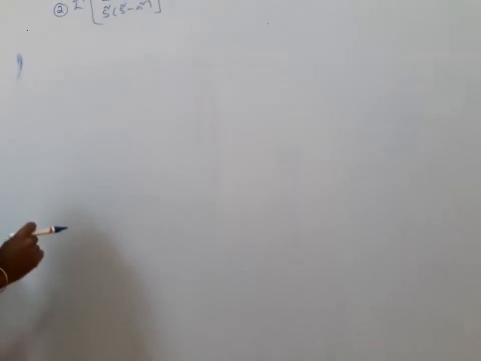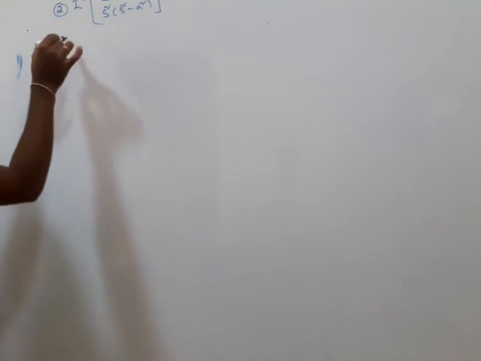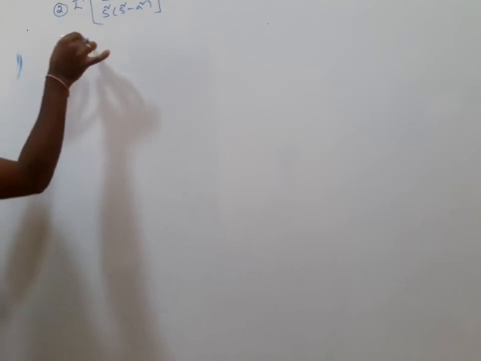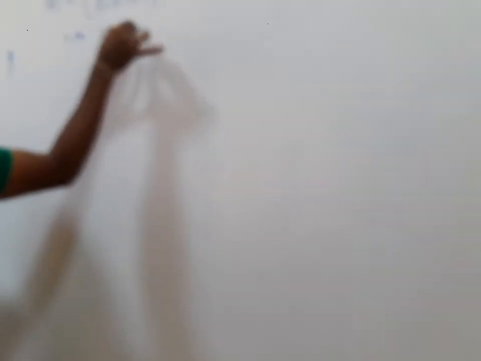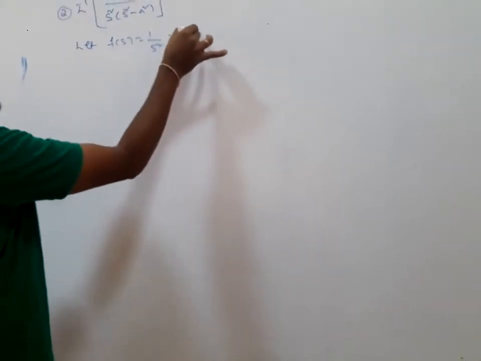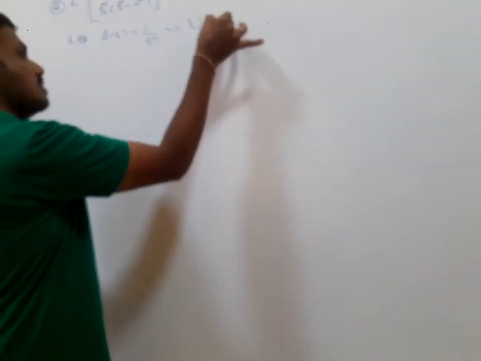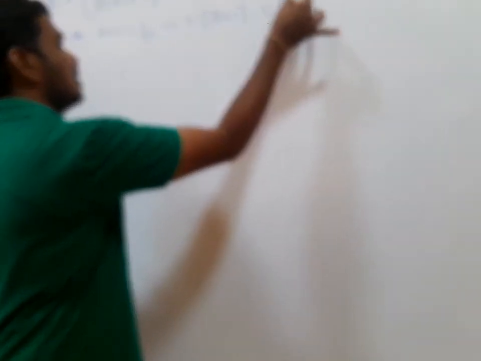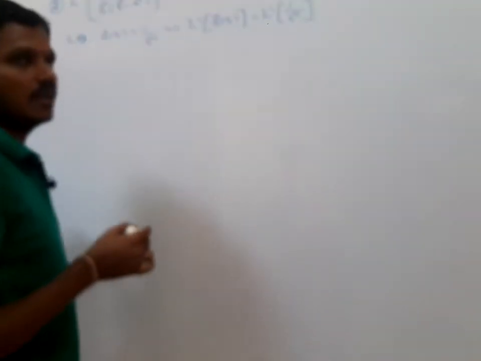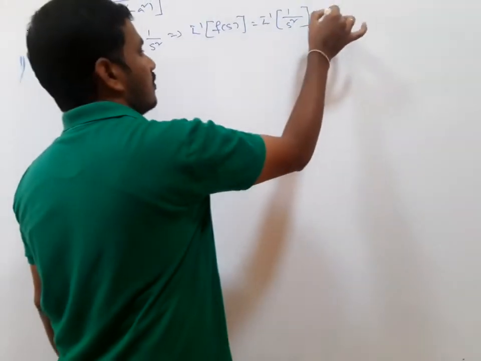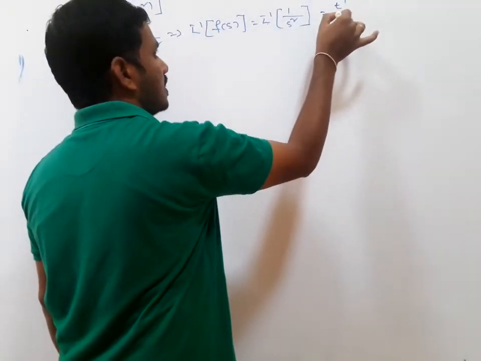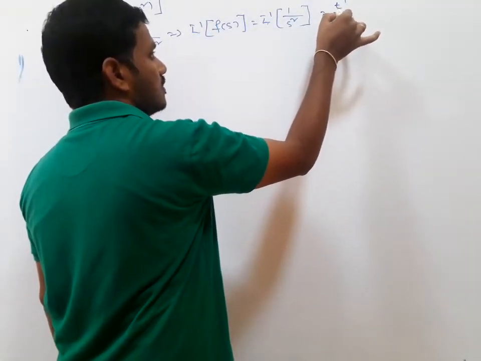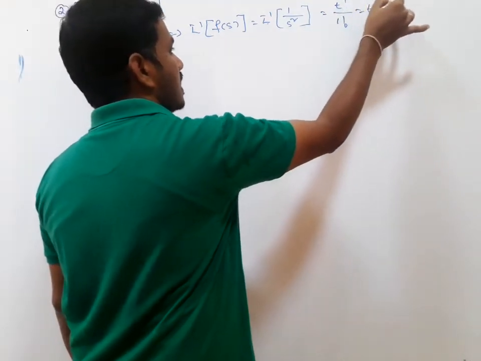If you go for partial fractions also, you will get this. Here, let f of s equal 1 by s square, which implies L inverse of f of s is equal to L inverse of 1 by s square. So it is t to the power of 1 divided by 1 factorial, that is n factorial, which is t. This is f of t.